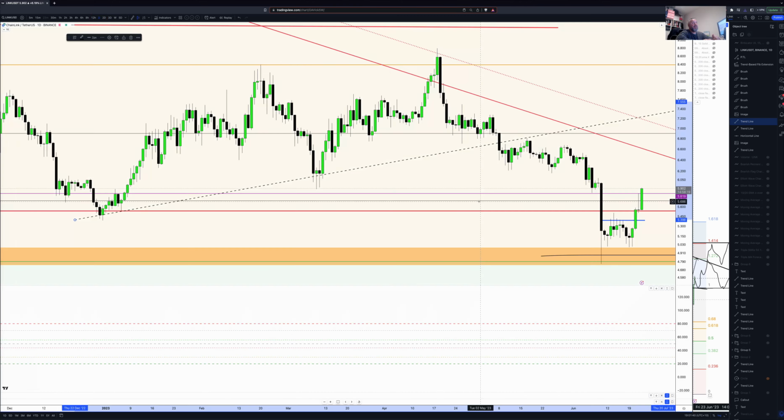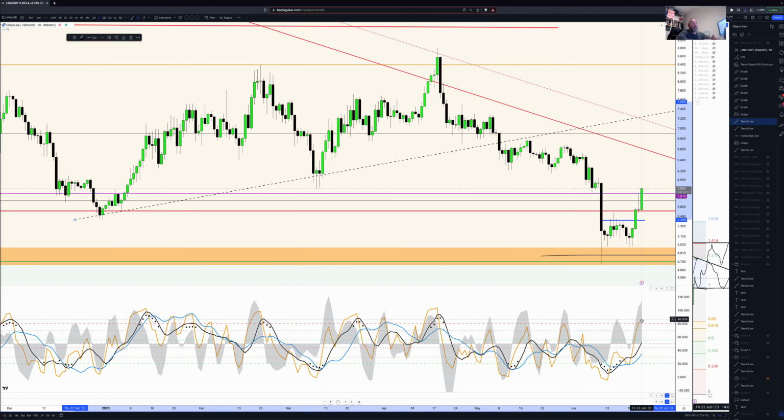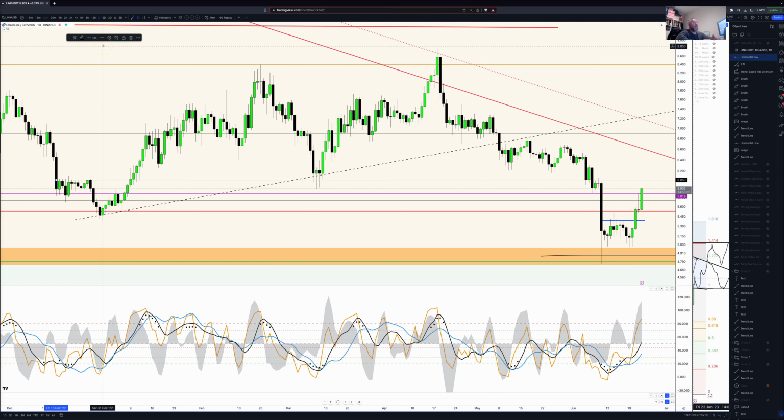Let's look on the daily. The daily, it's already up. There we go, the daily level resistance. So this is our daily level resistance there, and make it thicker. There we go.